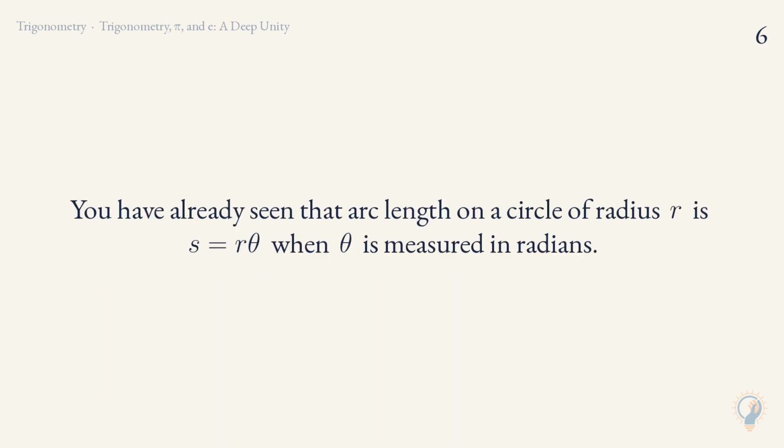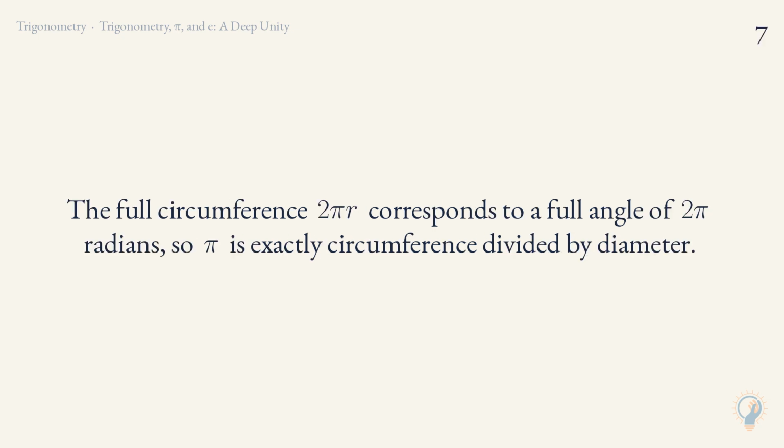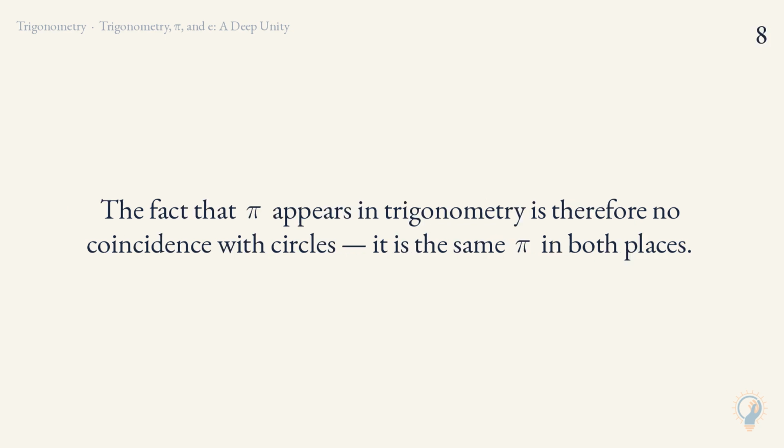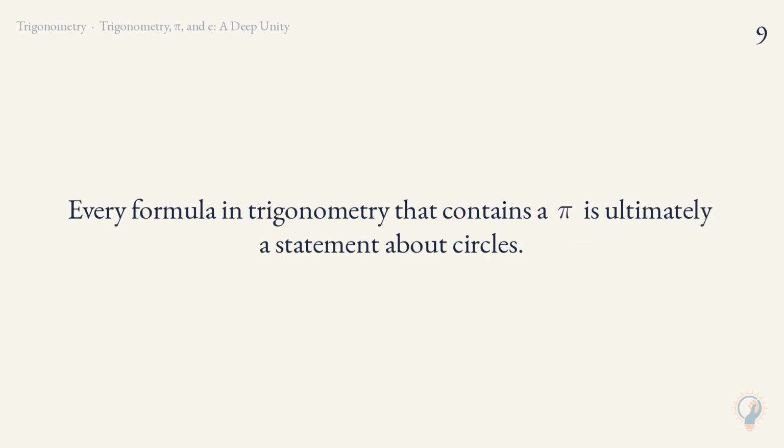You have already seen that arc length on a circle of radius r is s equals r theta when theta is measured in radians. The full circumference 2 pi r corresponds to a full angle of 2 pi radians, so pi is exactly circumference divided by diameter. The fact that pi appears in trigonometry is therefore no coincidence with circles. It is the same pi in both places. Every formula in trigonometry that contains a pi is ultimately a statement about circles.